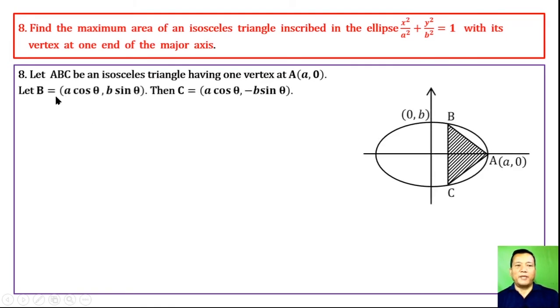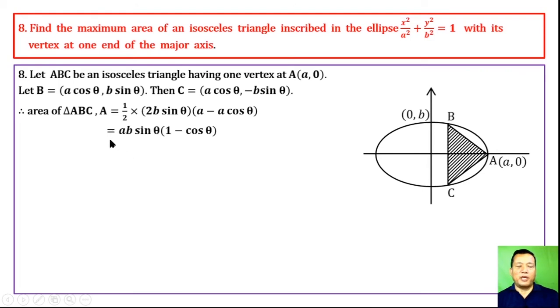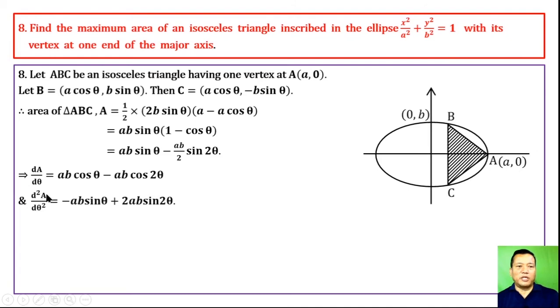Let B be (a cos theta, b sin theta), and C equal to (a cos theta, minus b sin theta). Area of the triangle ABC, denoted by A, is equal to half into base into altitude. And lastly, we got A expressed in terms of theta. Therefore, dA by d theta, differentiating A with respect to theta, we get ab cos theta minus ab cos of twice theta, whose second order derivative with respect to theta is also this.